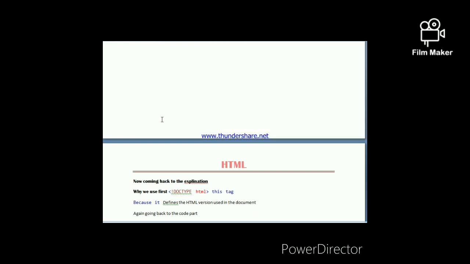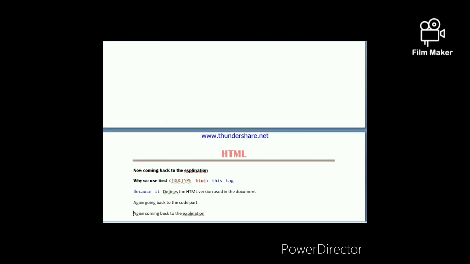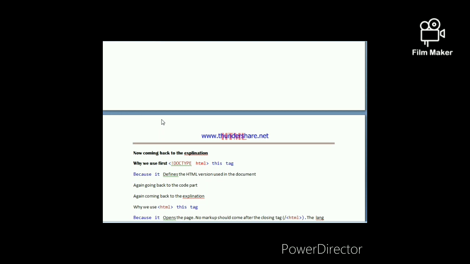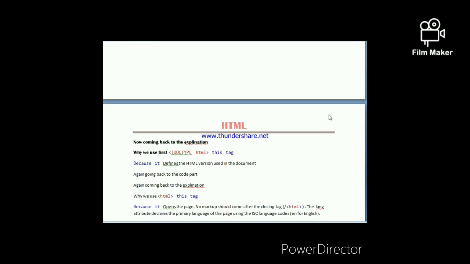Again I'm going to the explanation part. Why do we use the html tag? Because it opens the page, and the language attribute declares the primary language of the page using the ISO language codes. Again going to the code.